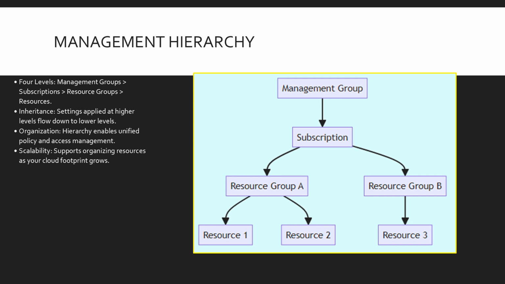This flowchart displays the Azure hierarchy. At the top is the management group. This flows down to a subscription. The subscription contains multiple resource groups A and B. Finally, specific resources sit at the bottom, contained within their respective groups. This visualizes the parent-child relationships where governance flows from top to bottom.